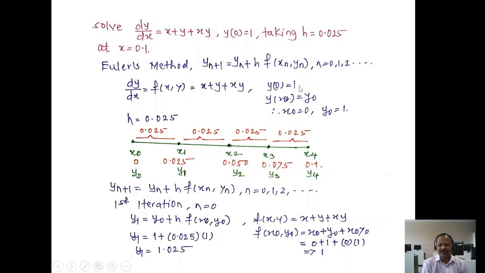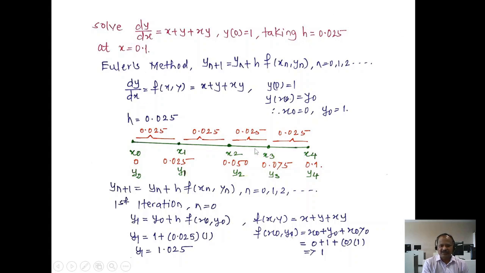Now compare both the equations. From this we can find the values: x0 is equal to 0 and y0 is equal to 1. After this, see here, the value of h is given. h is the interval, so h is equal to 0.025, and we have to find the value of y at x is equal to 0.1. Now see what is the meaning of this.